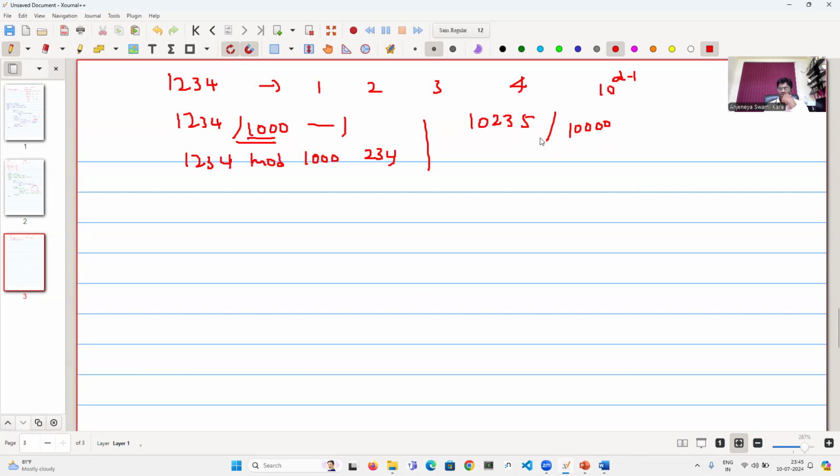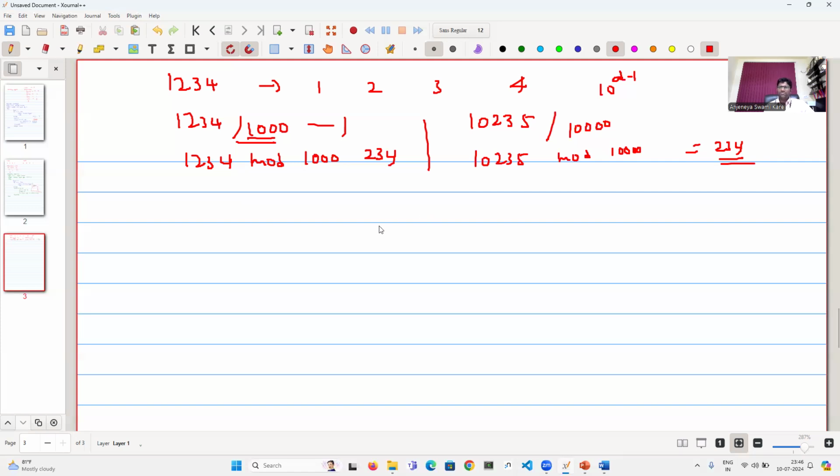Okay. So 10235 mod 10,000 is equal to 235. You see here, suddenly the 5-digit number has become a 3-digit number. So this way we will discard 0. That should be handled in the program. I will explain how that can be handled.